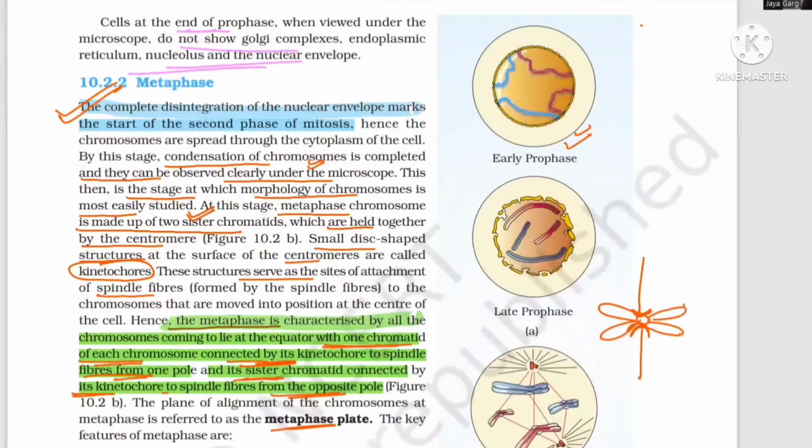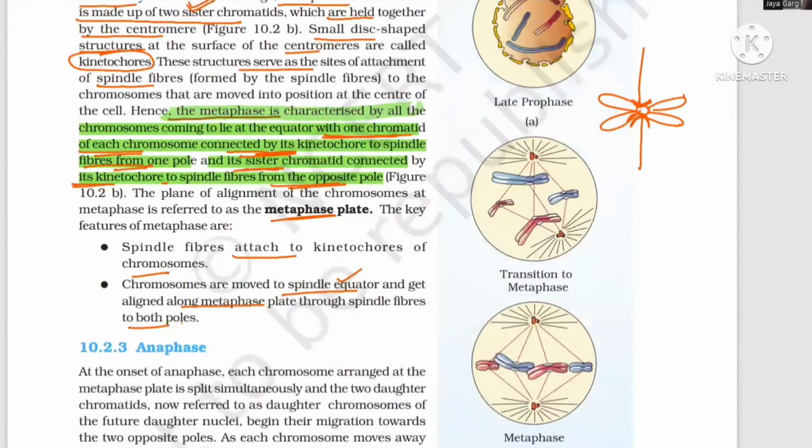Now, if they ask you the question, beta, please remember, this is your early prophase, in which you can't see the sister chromatids properly. In the late prophase, the sister chromatids are visible, but still not clearly visible. When they give you this diagram, it means the transition to metaphase is going on. They have to come to the middle. Till now, they have not come, but they have attached. See, they have attached.